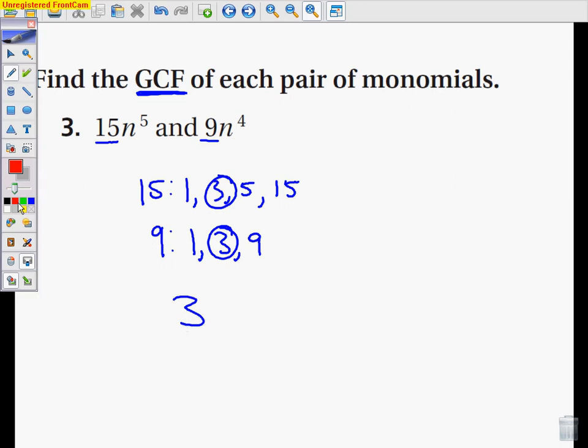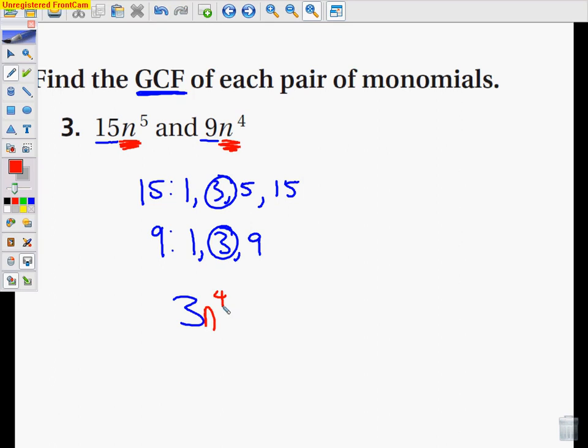Next, we're going to look at the variables, n to the fifth and n to the fourth. What you want to look at when you're looking at the variables is the most variables that I could take out of both. The number has to be the same amount for both. For example, here you have 5 n's, here you have 4 n's. You want to take the same amount of n's out of both of them, and you want to take as much as you can. So that would be n to the fourth.